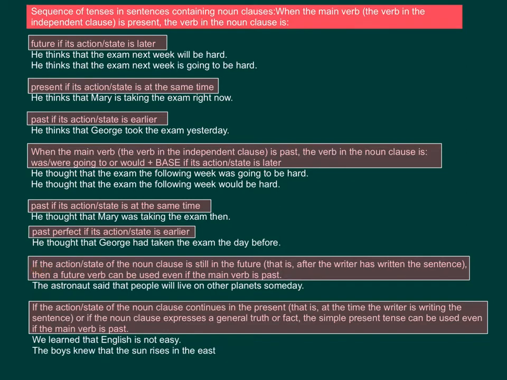If the action or state of the noun clause is still in the future, that is, after the writer has written the sentence, then a future verb can be used even if the main verb is past. For example, the astronaut said that people will live on other planets someday.